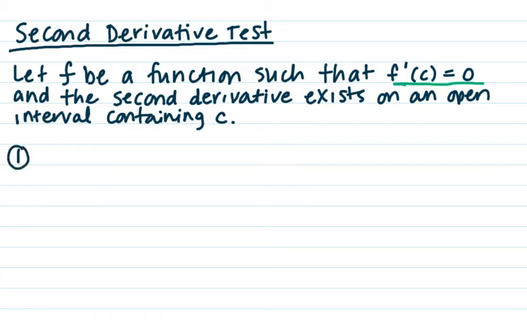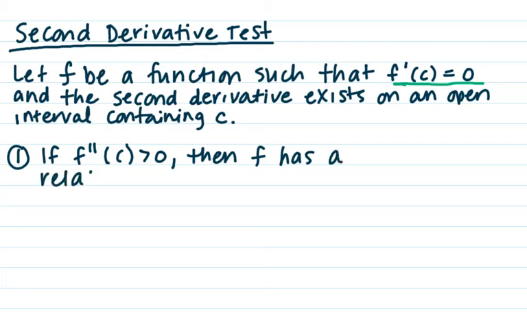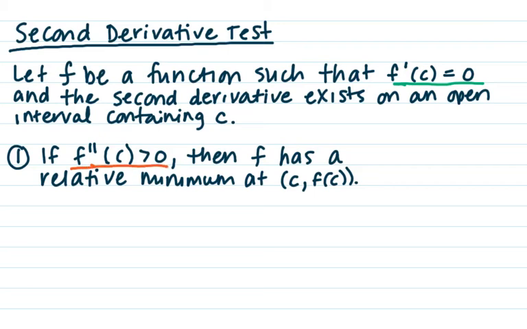Okay, and if that's the case, then if the second derivative at that value is positive, we know it has a relative minimum at that point. Okay, and visually think about why that's the case, right? So if the second derivative is positive, then this means we have a concave up section of the graph, and thus anything with a slope of 0 would occur at a minimum, a relative minimum.